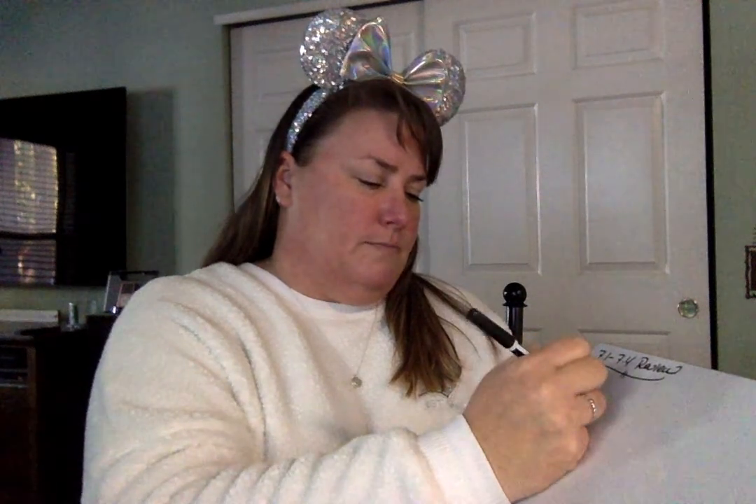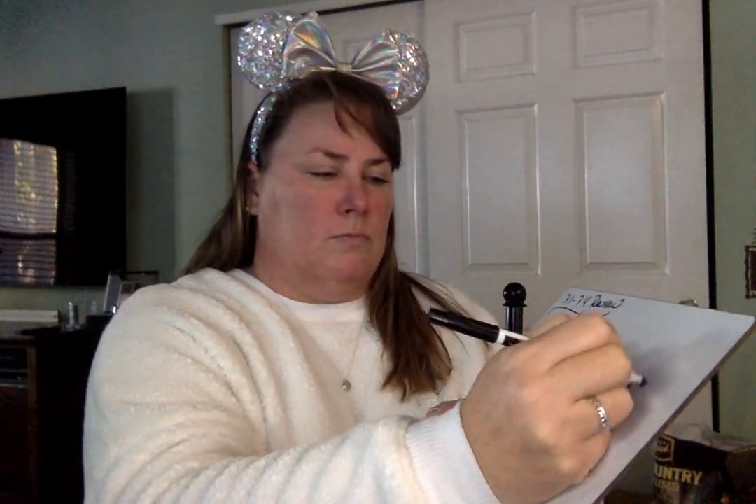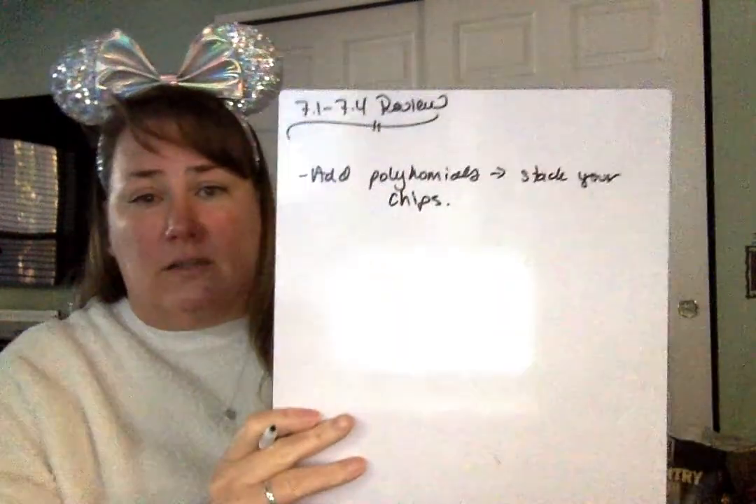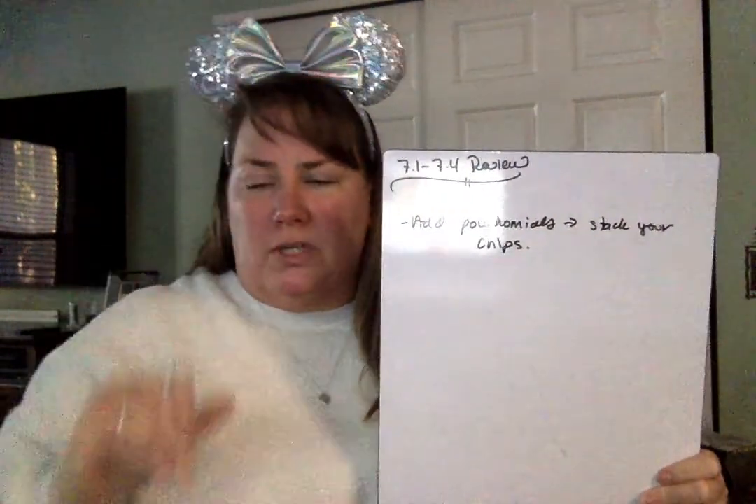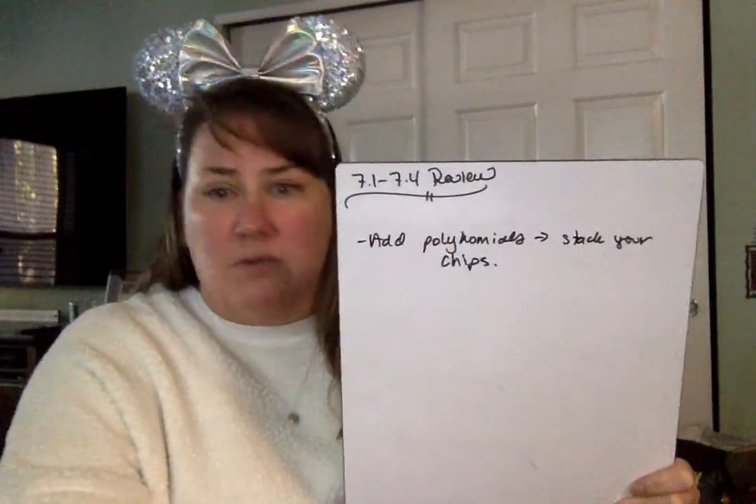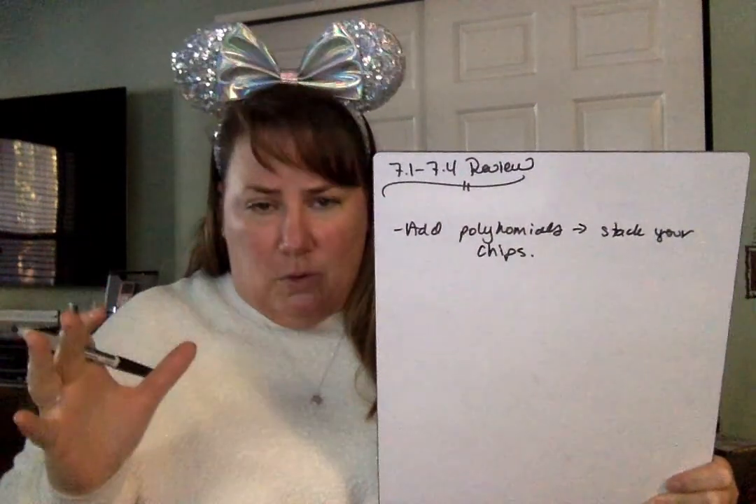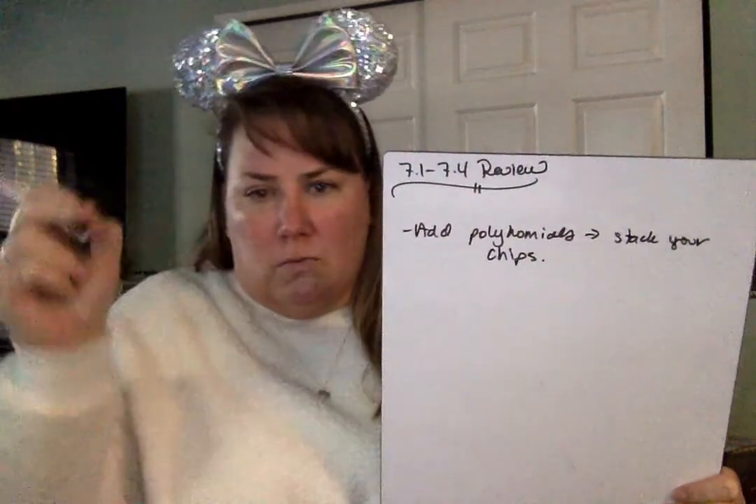So when you add polynomials, I call it stack your chips. Meaning you are going to stack like terms. You're going to stack your cubic terms with your cubic terms, your square terms with square terms, your linear terms with your linear terms, something like that. And you always want to make sure that they're in standard form when you stack them.